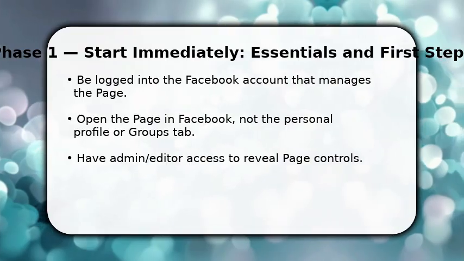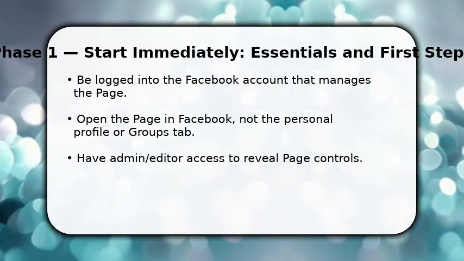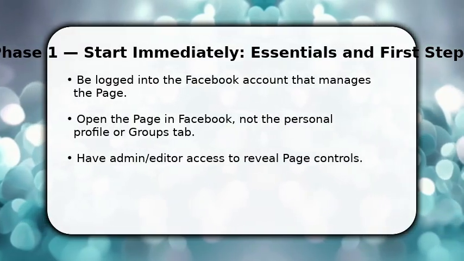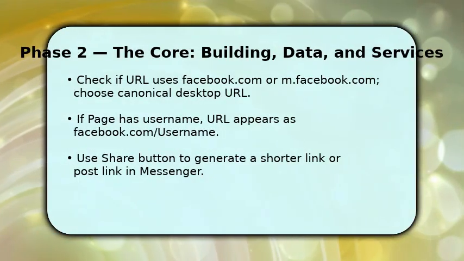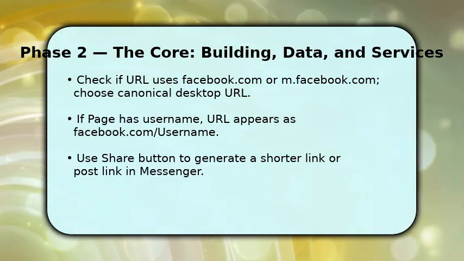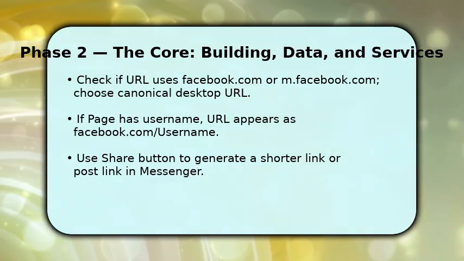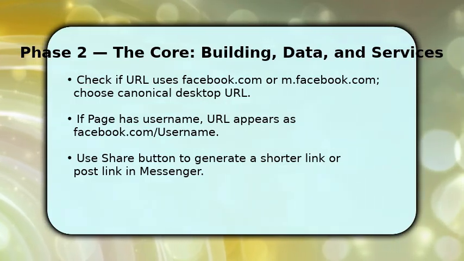Once you locate it, select the entire address, click once, then use Ctrl+C or Command+C to copy it to your clipboard. Now you need to confirm the link is the right one. If the URL contains facebook.com, replace the subdomain with facebook.com for a cleaner link. This avoids mobile redirects. If your page uses a username, the URL will be short and stable.